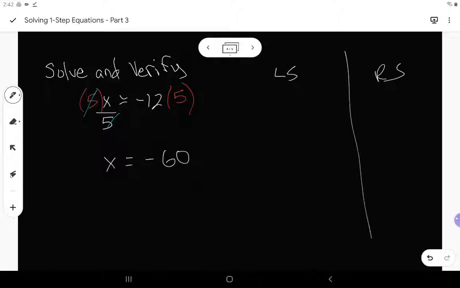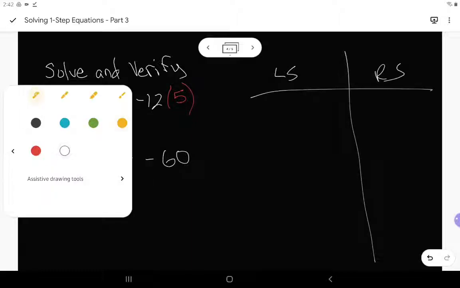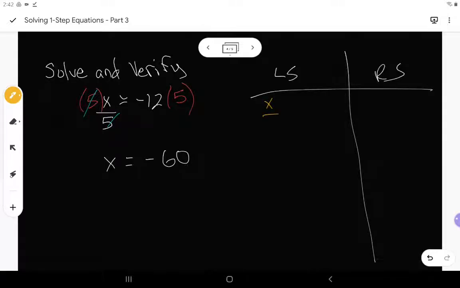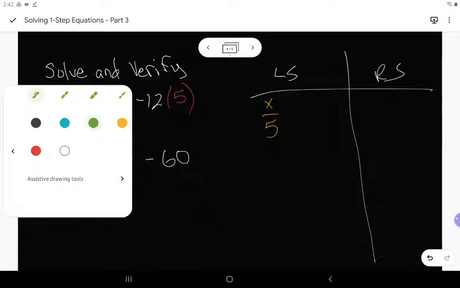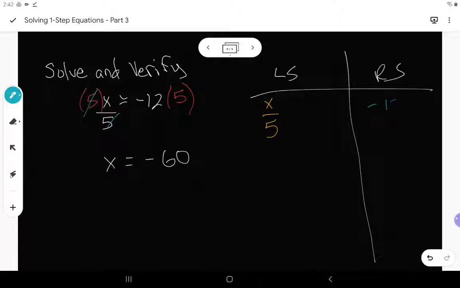And we can double check that that's actually the correct answer. We started with x over 5. On the right-hand side, we started with negative 12. Now, instead of x, I'm going to fill in that negative 60. So I should have negative 60 instead of x divided by 5. Negative divided by positive is negative, and 60 divided by 5 is 12.